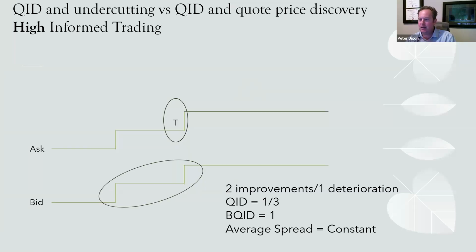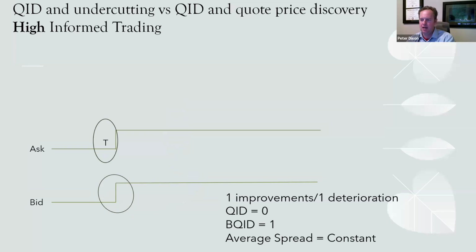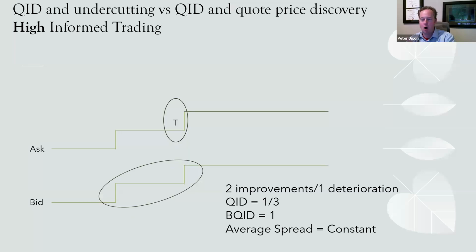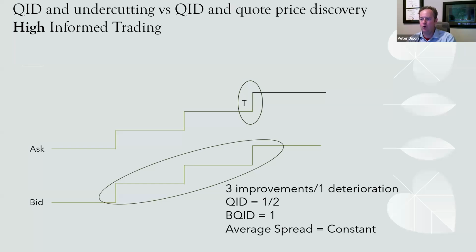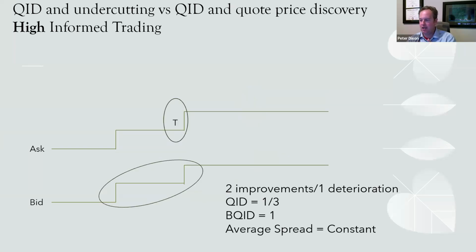I mean, B quid does not change. Like in the high informed trading, if there's only one step or two steps or no steps, the B quid is always going to be 1. And so even though the quid measure is going to change.